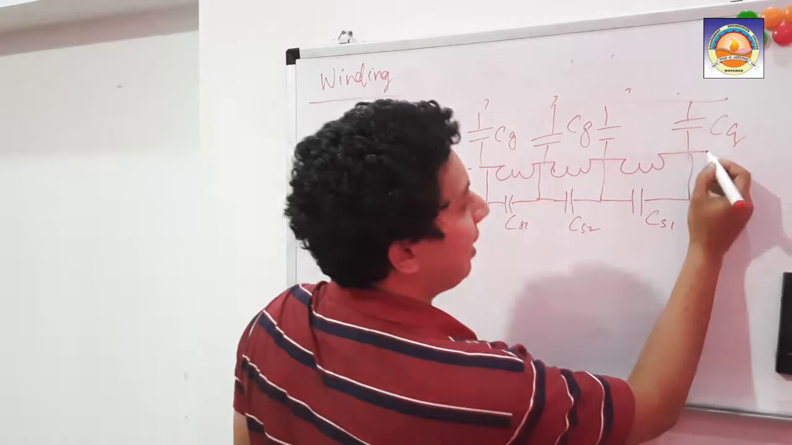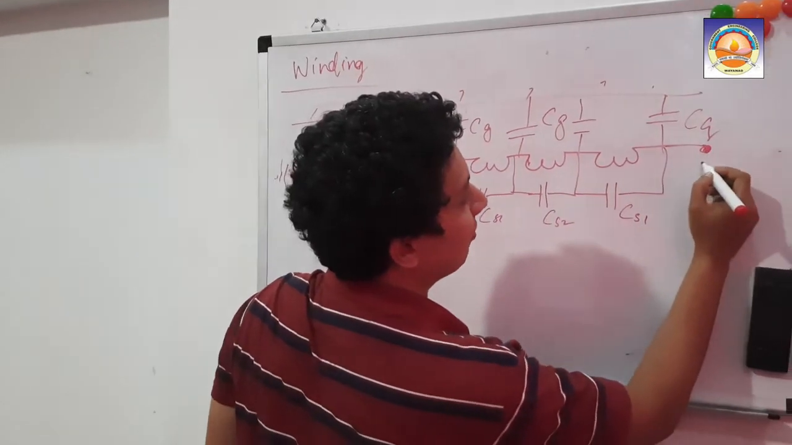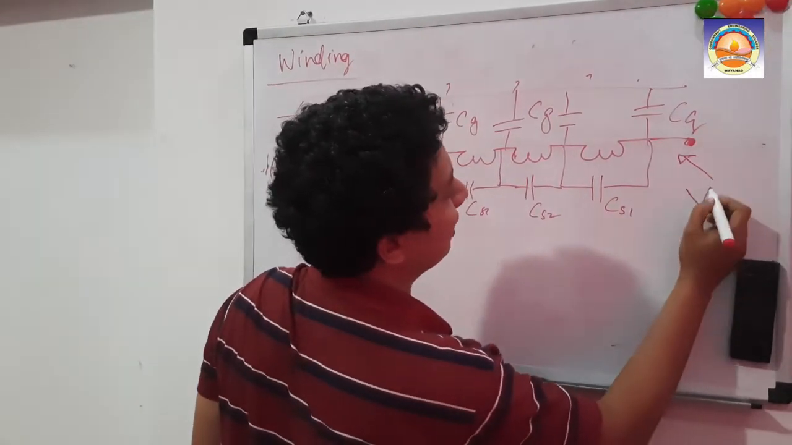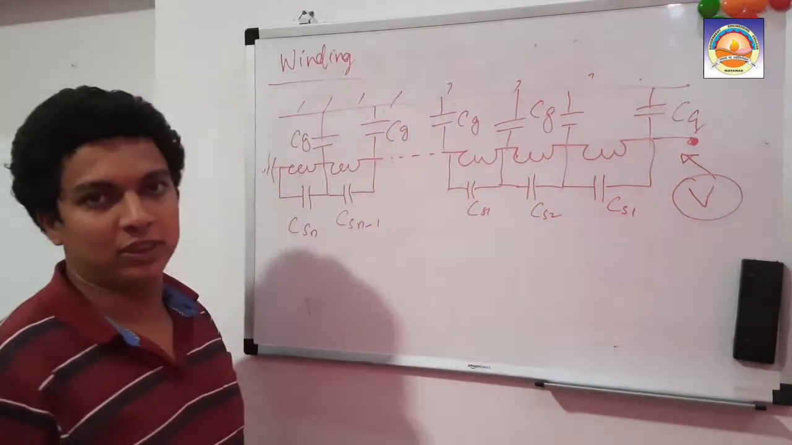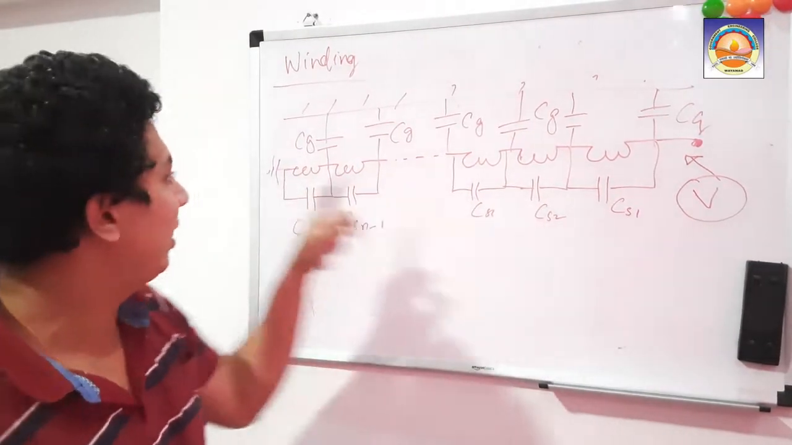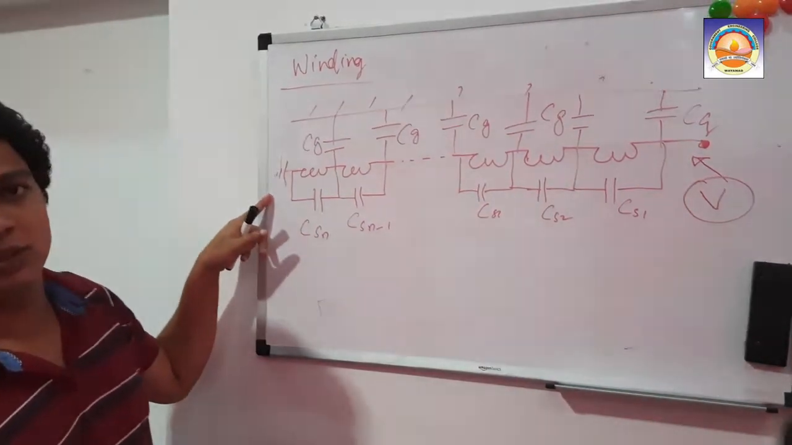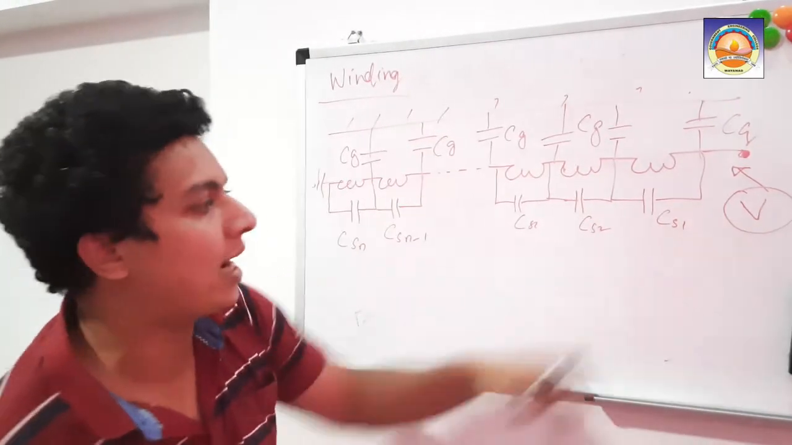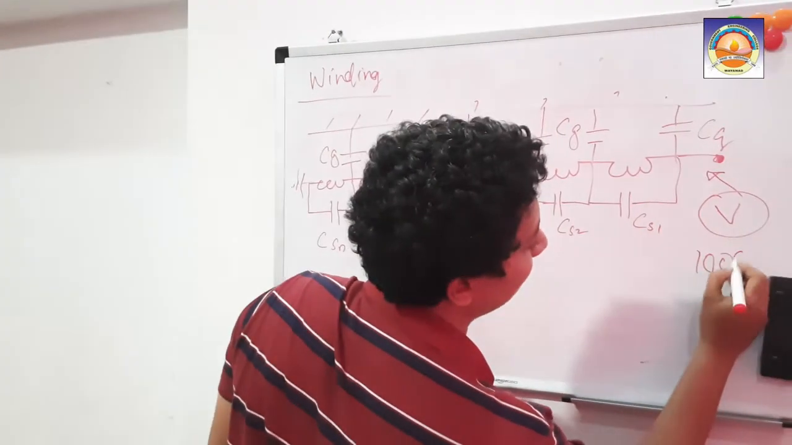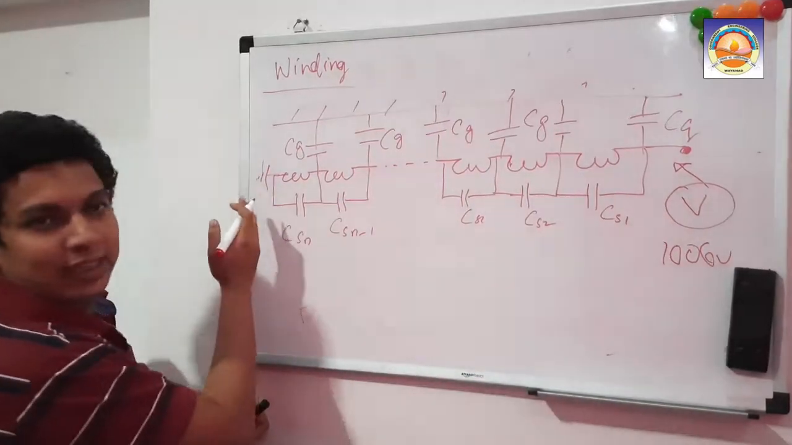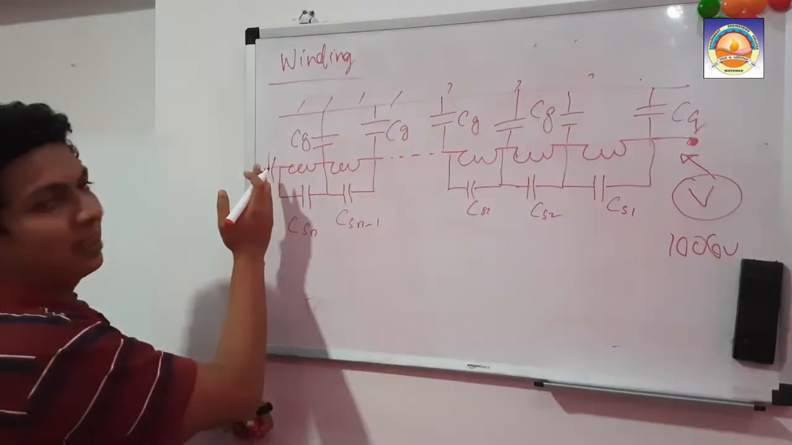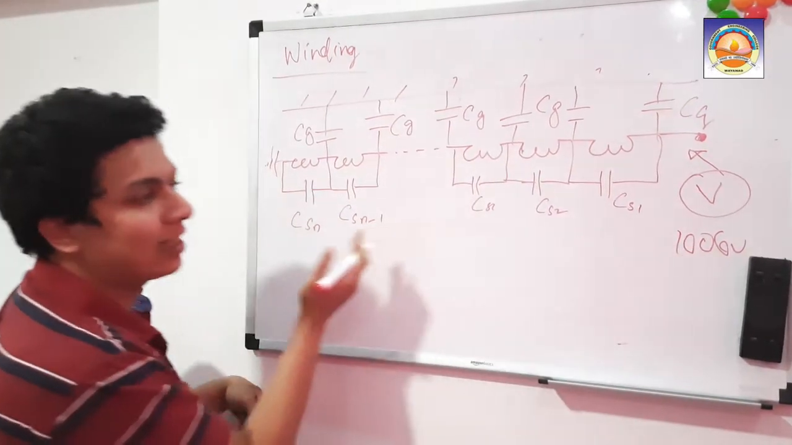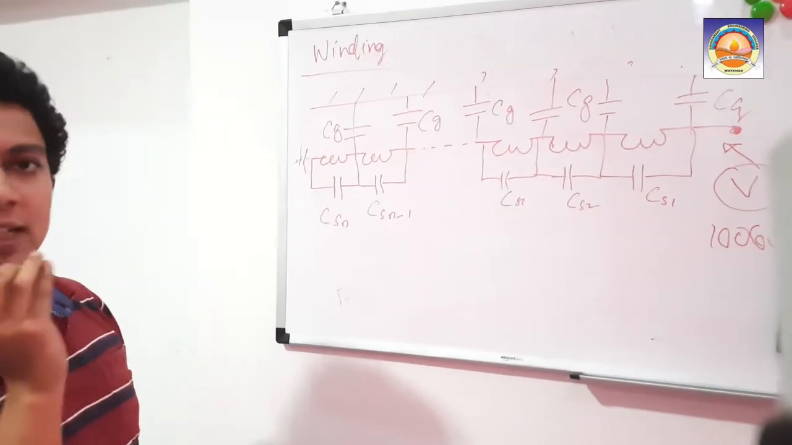But one main part is that this is where you are applying your potential. You are applying your potential here, and this is your ground. So those are the two parts here. You have applied your potential, like 100 kV, here, and this is your ground. And throughout this section, between this capacitance and inductance section, your potential is getting distributed.